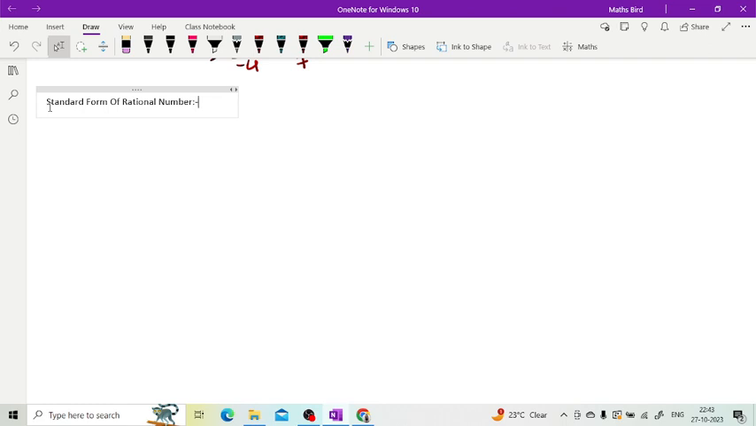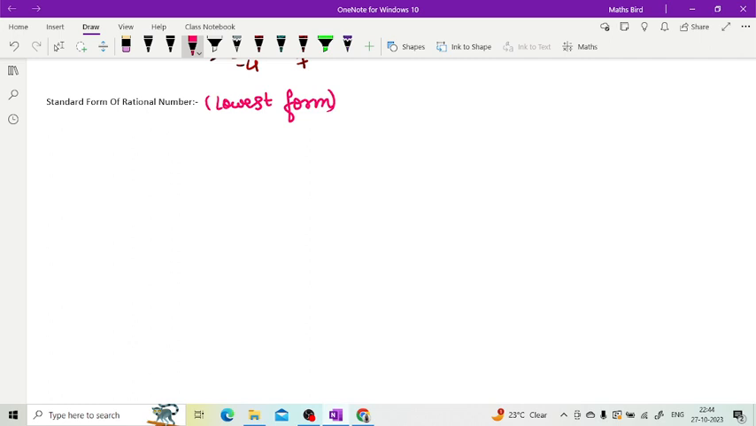अच्छा, जो मैं बता रही हूँ ये आप नोट करते जाओ. If you want to note down this one, you can note it because it is important for you. So what is a standard form of rational number? The first thing is, standard form is also known as lowest form of rational number. It is also known as lowest form, right?